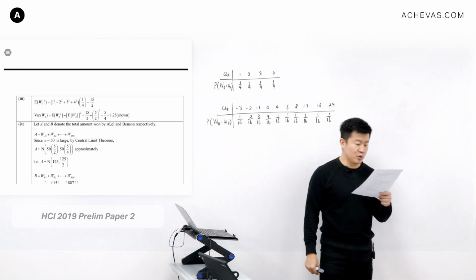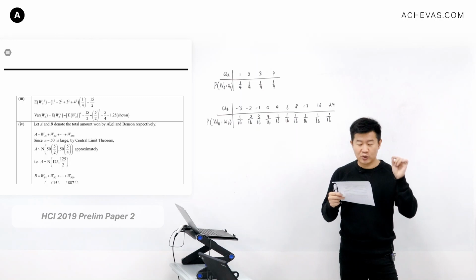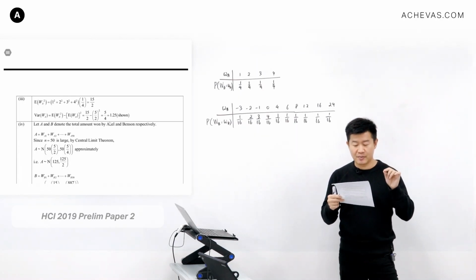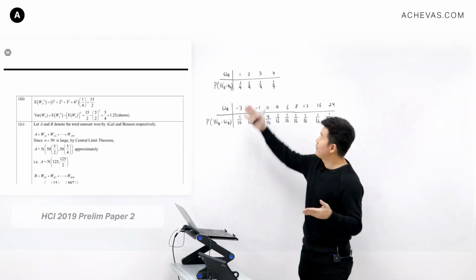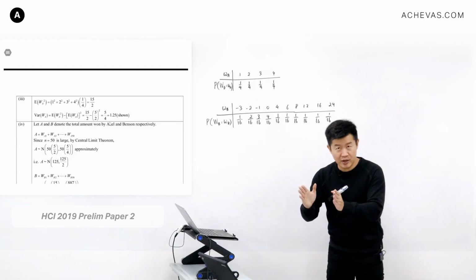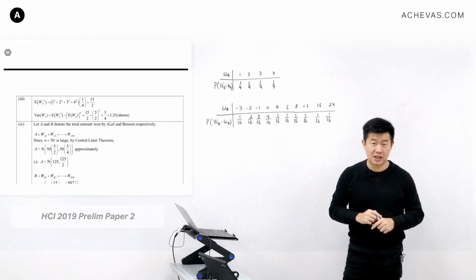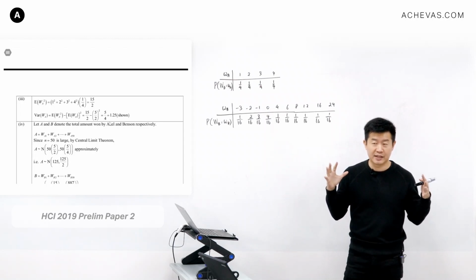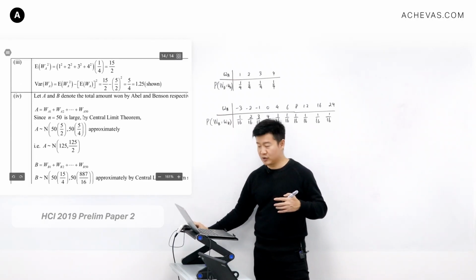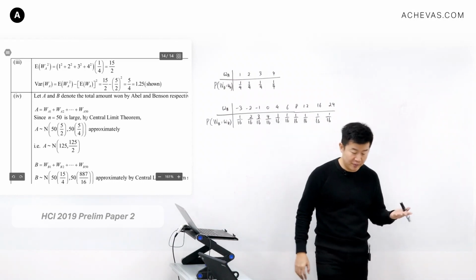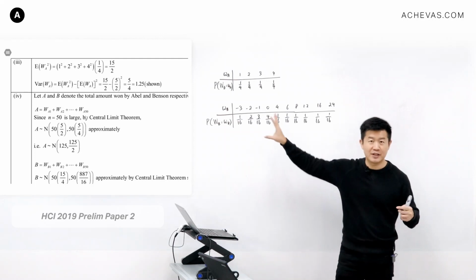I want to find the distribution of the total amount that is won by Abel and Benson. Can you see this? You want to write down the distribution of the total amount won by Abel and Benson, because this game is played 50 times, which means that for Abel, it is going to be WA1 plus WA2 plus WA3 all the way until WA50, in order for you to look at the total winnings, which is what Hua Chong wrote here. We are supposed to write down a probability distribution that can describe the total amount. And can you see what they wrote?